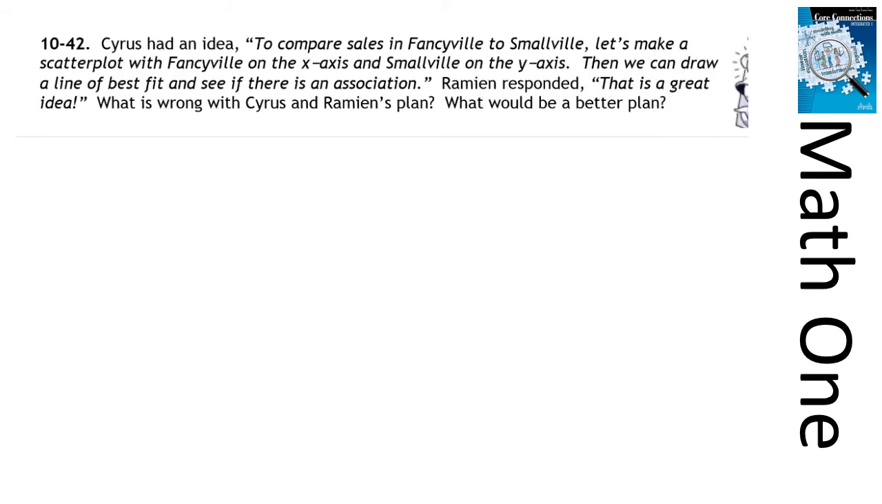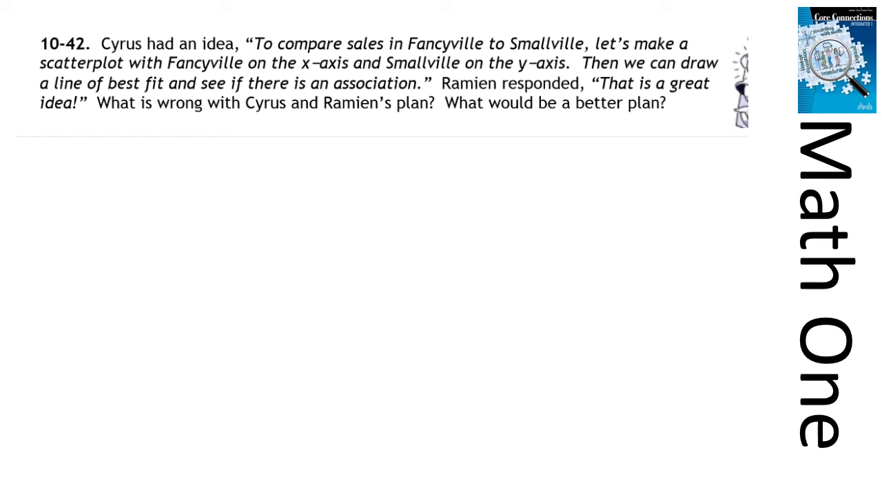This question is interesting to me because I noticed some of us were doing this on Thursday when we were plotting some of our golf data. It says Cyrus has the idea to compare sales in Fancyville to Smallville: let's make a scatter plot with Fancyville on the x-axis and Smallville on the y-axis, then draw a line of best fit and see if there's an association. Ramian responded, that's a great idea. The question is, what's wrong with Cyrus and Ramian's plan? What would be a better plan?